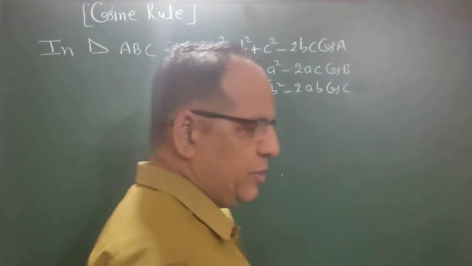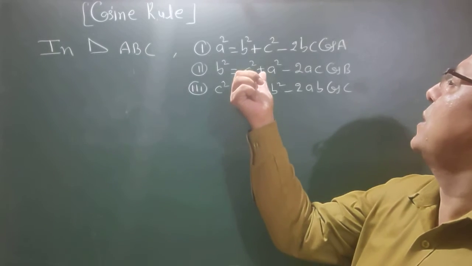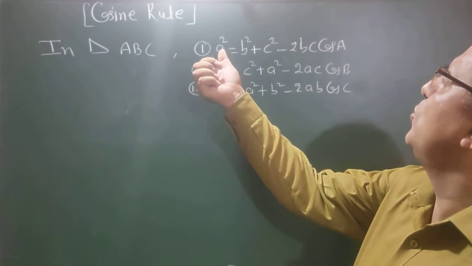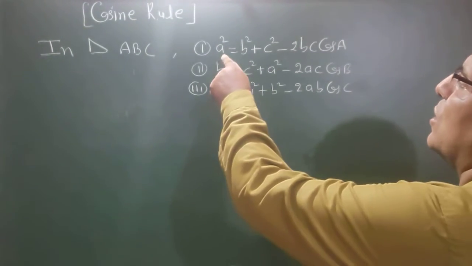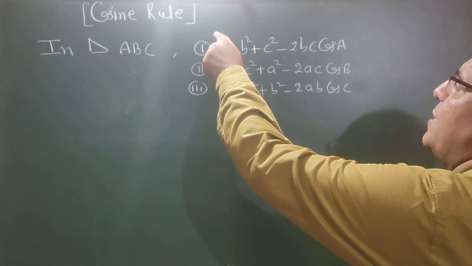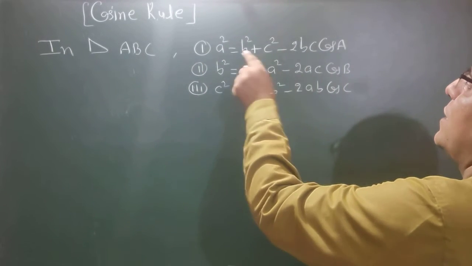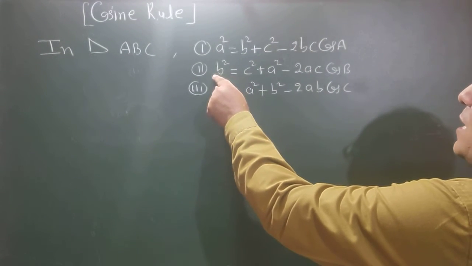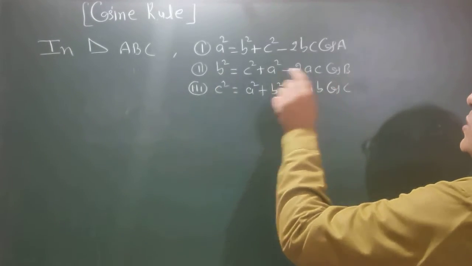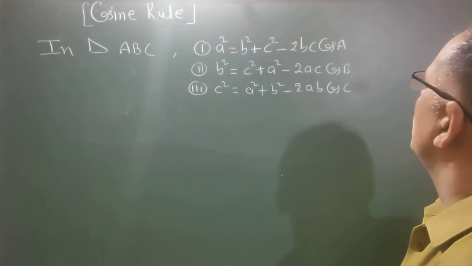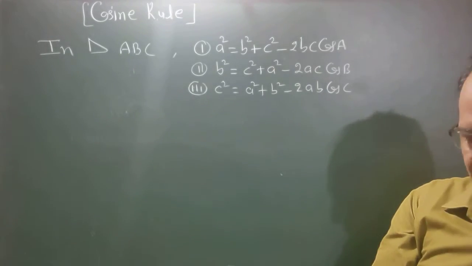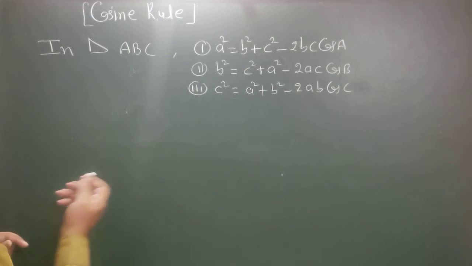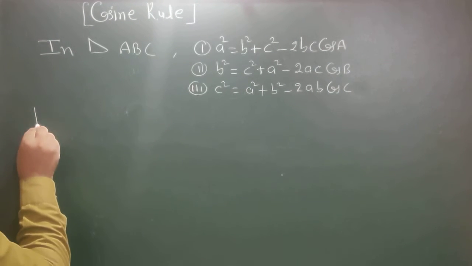So these are three cosine rules which show the relation between all three sides of a triangle and the angle opposite to a side. In the first cosine law, a is the side opposite to angle A, so a square equals b square plus c square minus 2bc cos A. Similarly, in the second law, b is the side opposite to angle B, so b square equals c square plus a square minus 2ac cos B, and similarly for the third side. Now we are taking the proof of one of them, and the other two you can do as practice.